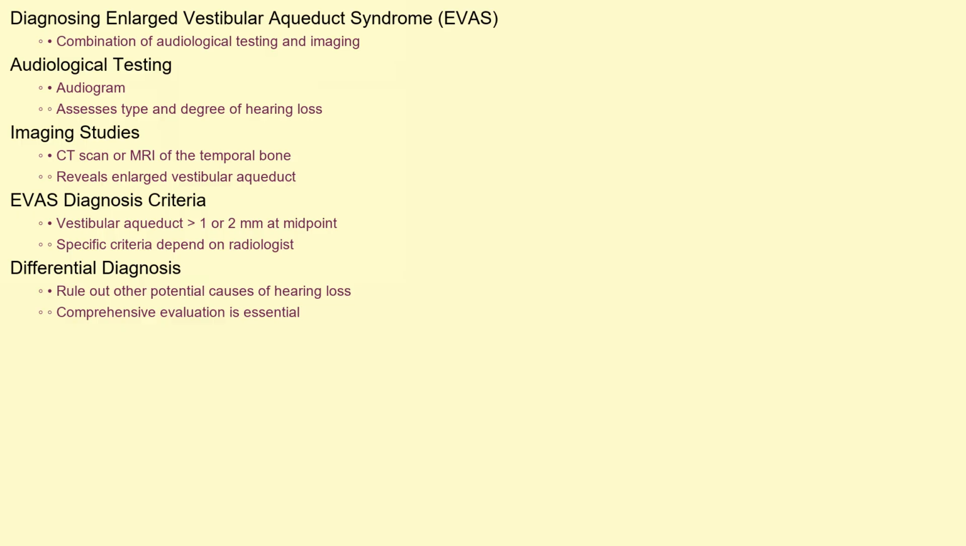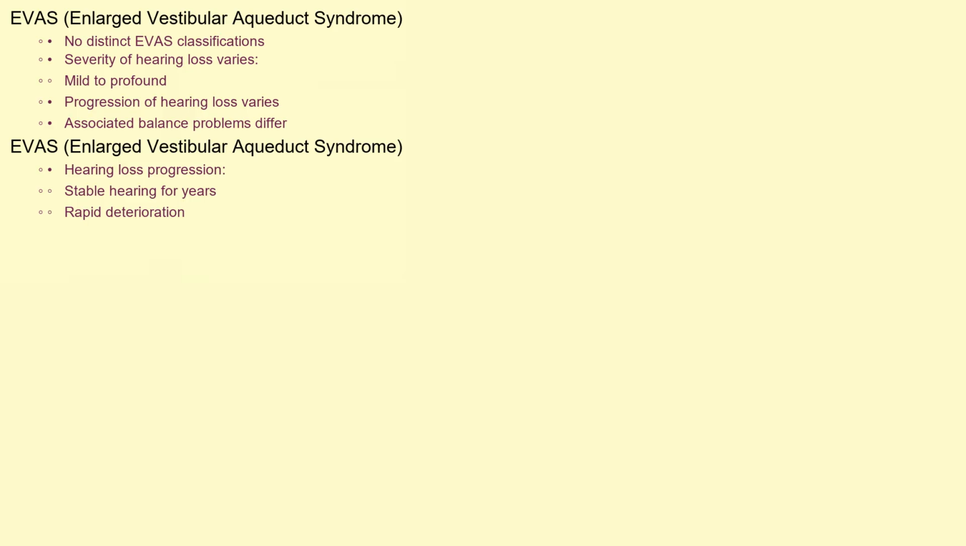It's important to note that other conditions can cause hearing loss, so a comprehensive evaluation is essential to rule out other potential causes. There aren't distinct classifications or types of EVAS itself, but the severity of hearing loss can range from mild to profound, and the progression of hearing loss can vary. Some individuals may experience stable hearing for years, while others experience rapid deterioration. The presence and severity of associated balance problems also differ among individuals.